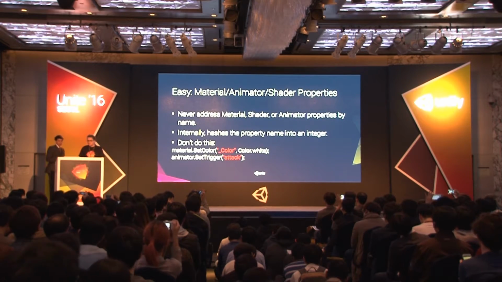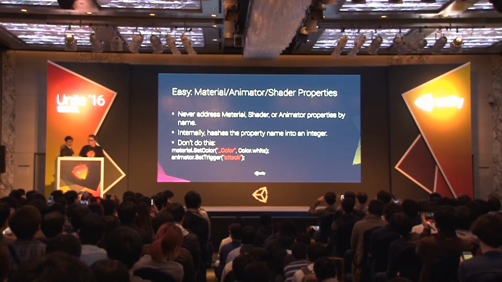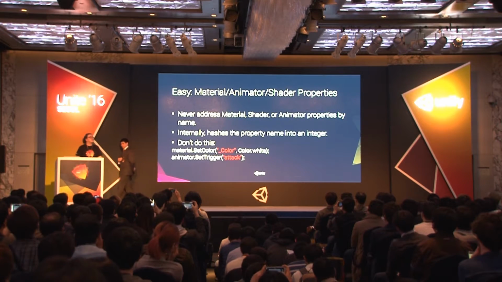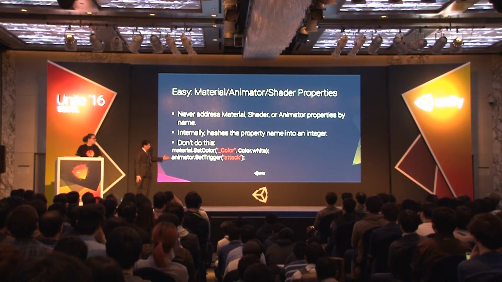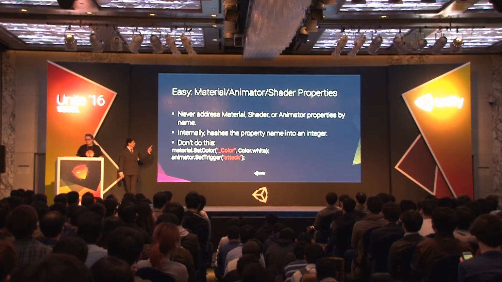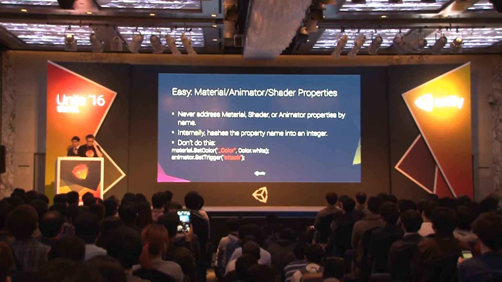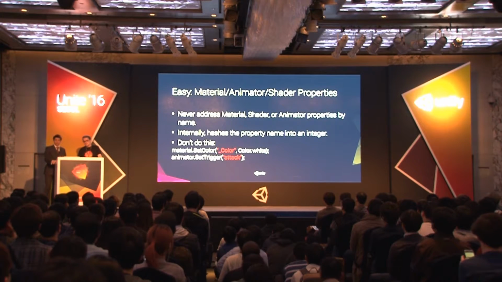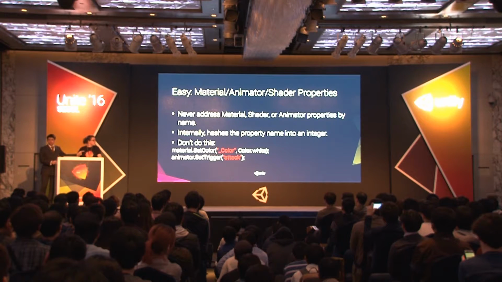One thing that's very easy to speed up, if you are addressing a material or animator property, a lot of people simply use strings, like the color and attack that I've highlighted here in red. Every time we call material set color, or every time we call animator set trigger, Unity will hash that string into an integer ID every single time we call it. Now, hashing a single string is not too expensive, but most games don't do this once per frame. They will do this tens of times per frame, or hundreds of times per frame.